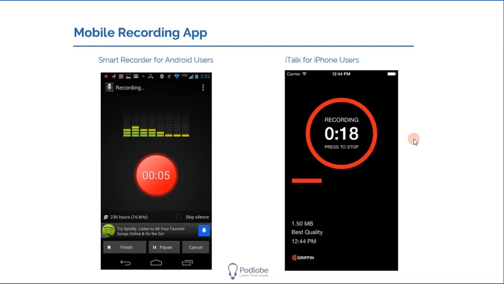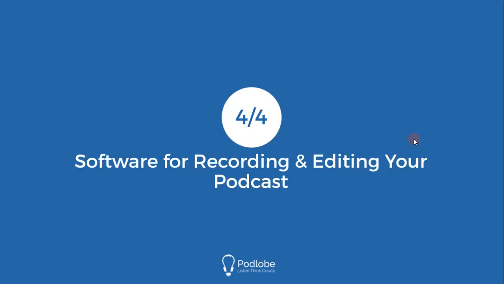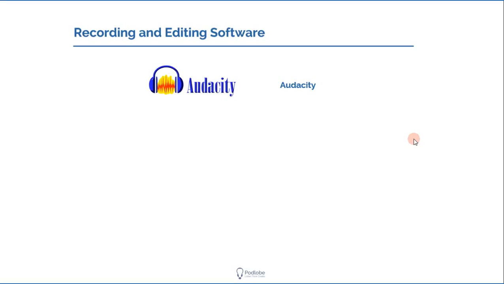Record with the best possible format available, and then you find a way to transfer to your computer for editing on your editing software. Now, the last part are the software you need for recording and editing your podcast. And the very first one is the recording and editing software, which is what allows you to edit your audio once you're done. Add intro, add outro, add the background music, and all of that.